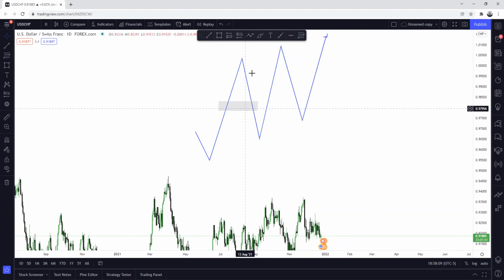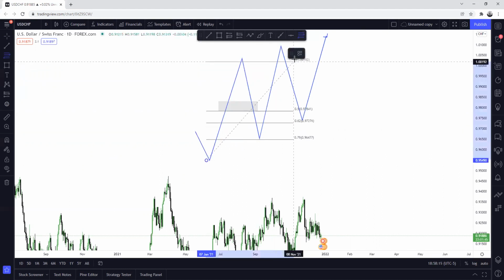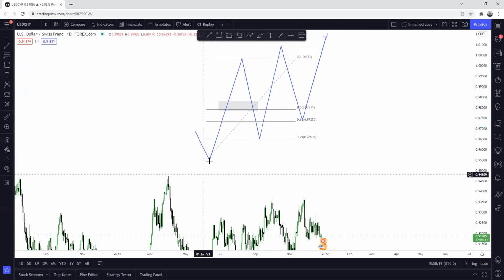Instead, we want to see price at a discounted range, and a discounted range means below the 0.50. So you can take your fib, and from this low to this high, anything below the 50% of this price range is considered a discounted price. So anything in between here and anything in between here.